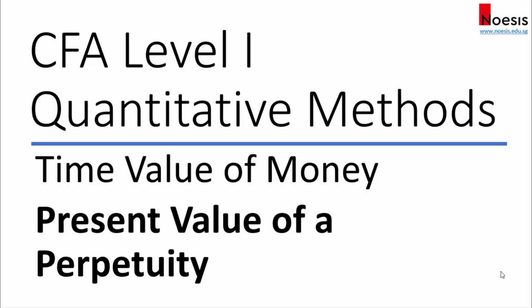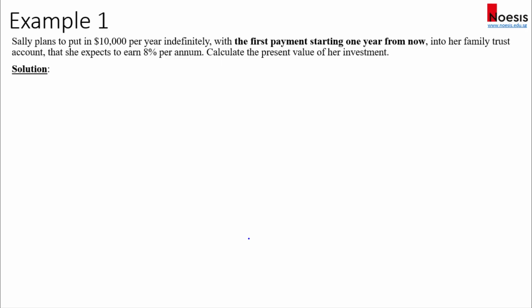In the last series of this video, we'll look at the present value of a perpetuity. For a perpetuity, it means that the cash flow or the annuity amount will occur forever or indefinitely. Now, let's say Sally plans to put in $10,000 per year indefinitely, and the first payment starts 1 year from now into a family trust account that she expects to earn 8% per annum. So calculate the present value of her investment.